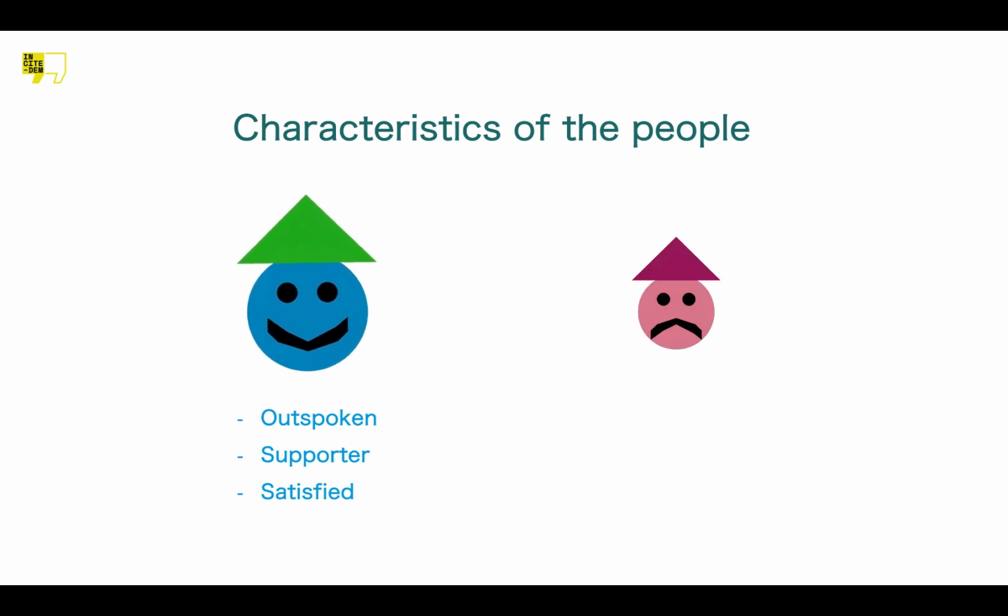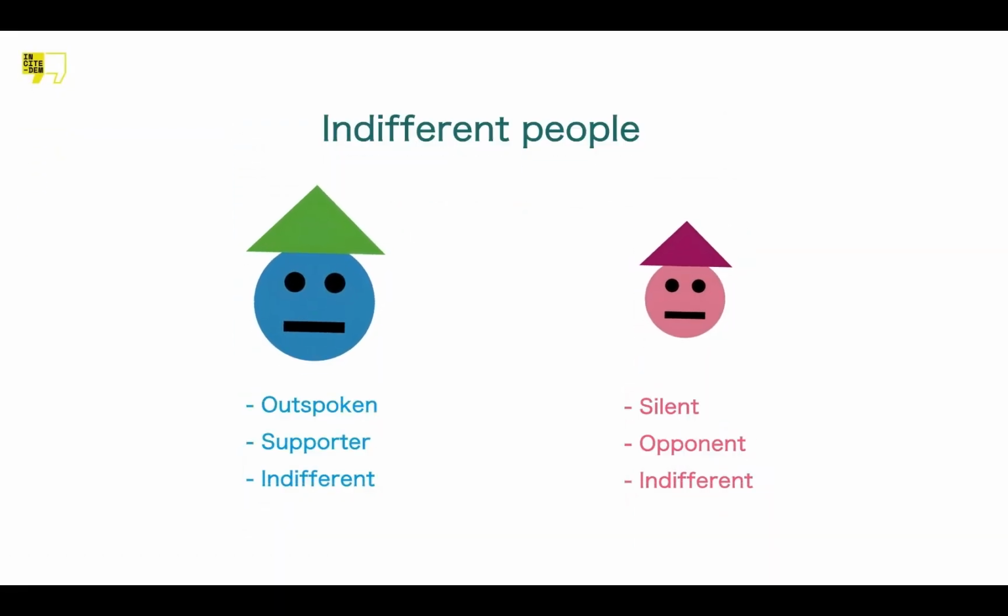The pink faces are smaller, showing that this group is quieter. For example, the pink group is satisfied with how things are now and does not like too much change. The red hats indicate that they are against the plan, and the sad face shows that they are dissatisfied. Some people are quite indifferent, and as you can see have a neutral facial expression.